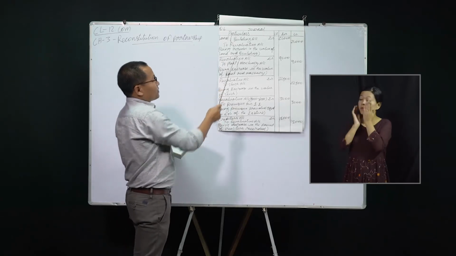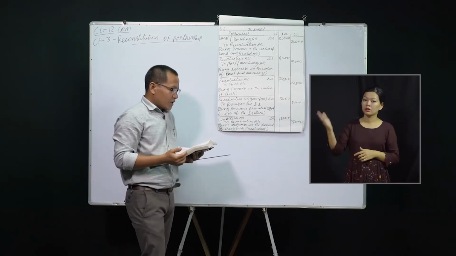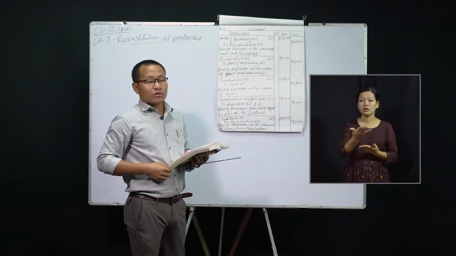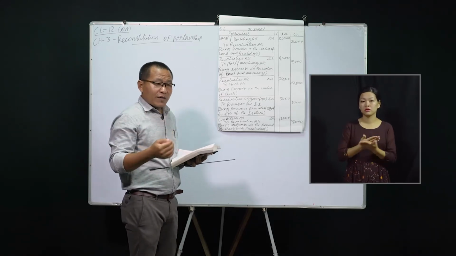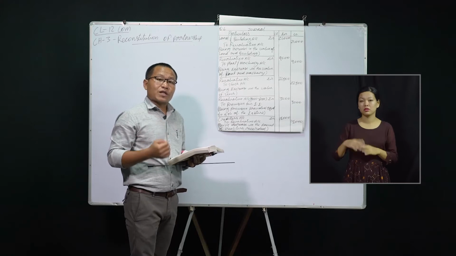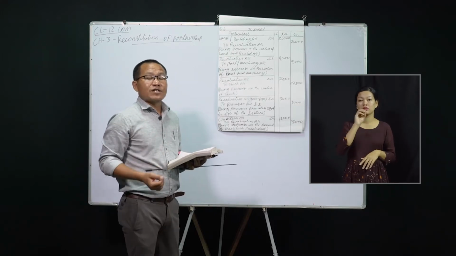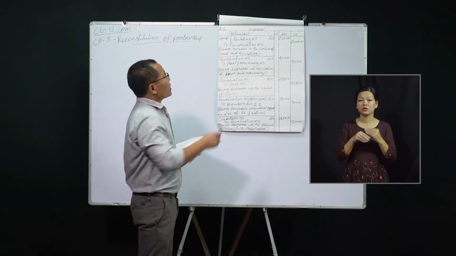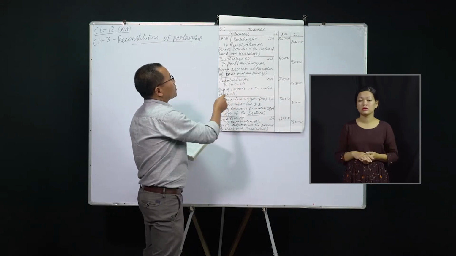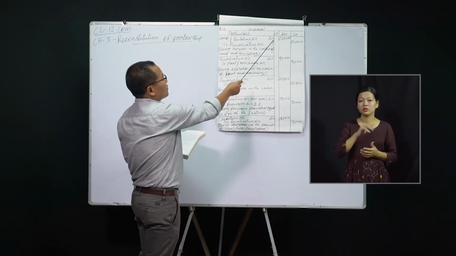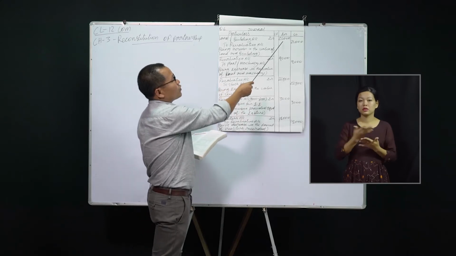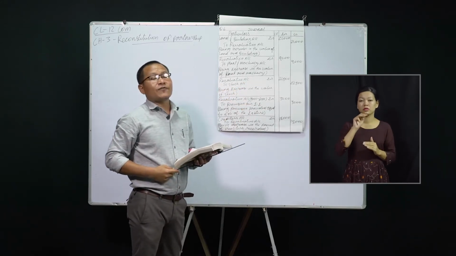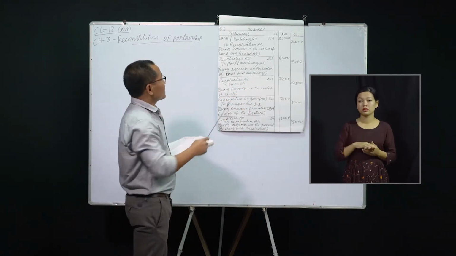Land and building. That is, land and building be valued at 1,71,000. But the land and building value in your balance sheet is 1,50,000. That means there is an increase in the value of assets, which is 21,000. So land and building account debit to revaluation account, that is 21,000. That is the increase in the value of land and building.